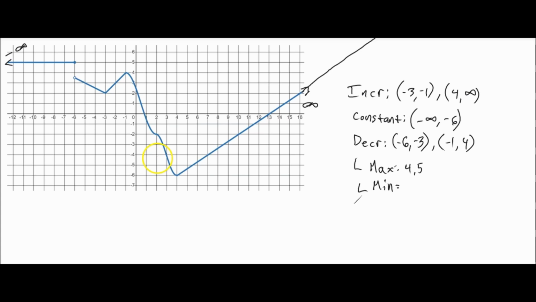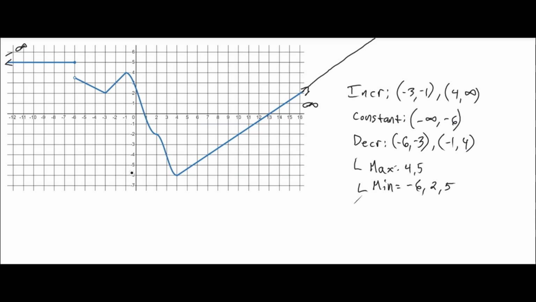Local minimums. Well, we know that the constant is also a local minimum, so 5. We have a local minimum right here. Look, it goes down then up. This is a local minimum, so that's 2. And then down here we have a local minimum where it goes down and then up, and that's at -6. So we have a local minimum at -6 and at 2 and at 5.